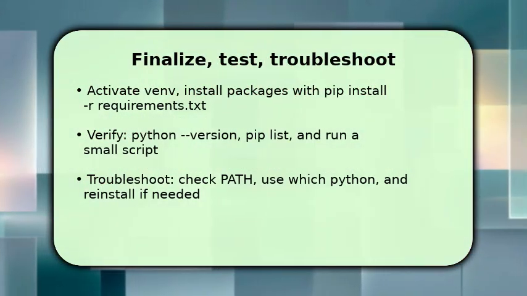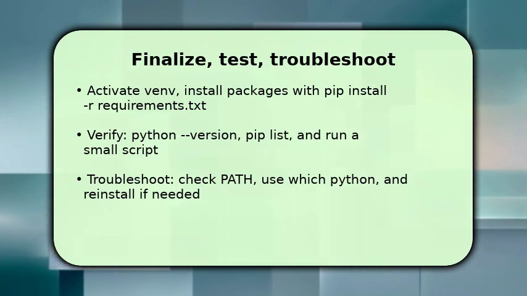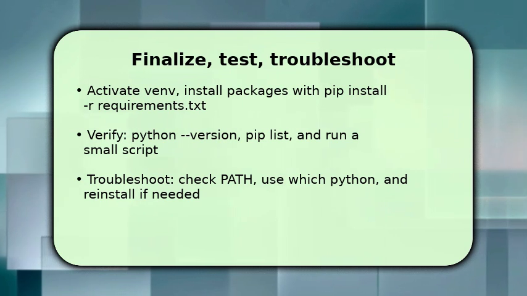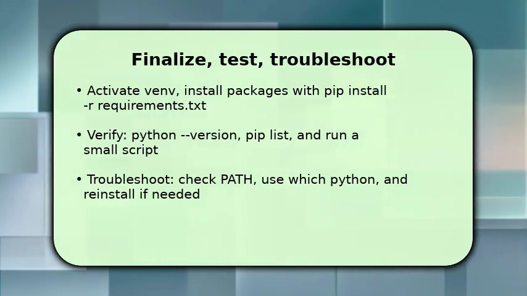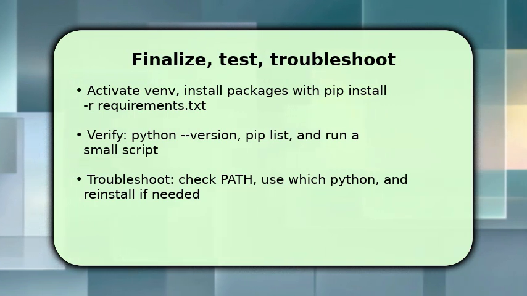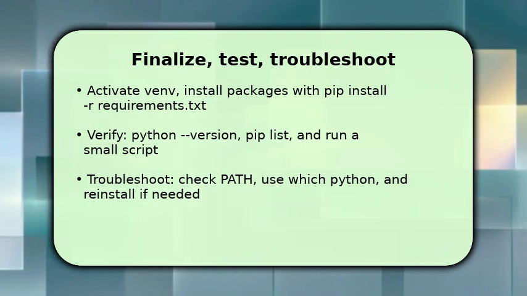You finish by activating your virtual environment, installing project dependencies, and running tests. Once the venv is active, pip install -r requirements.txt, then verify with python --version and run a quick script to confirm runtime behavior. Make sure your shell startup files reflect PATH or pyenv init so the right interpreter loads automatically.